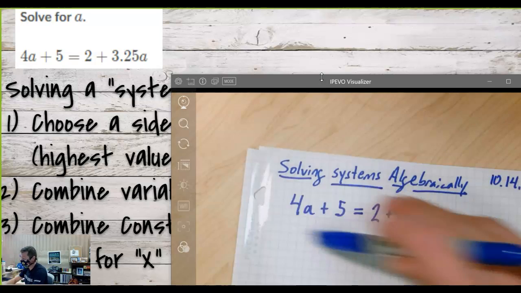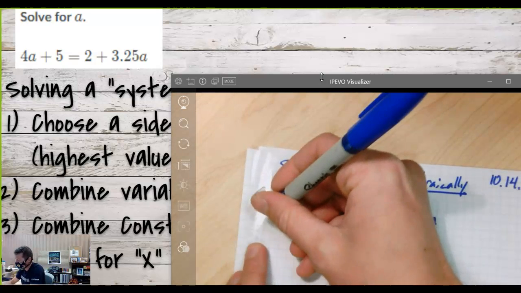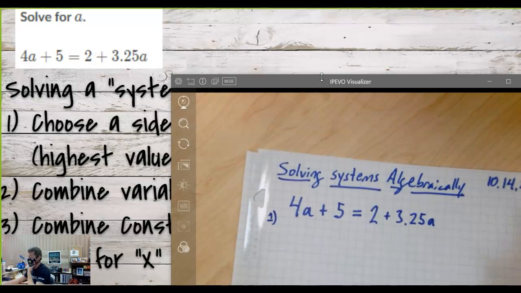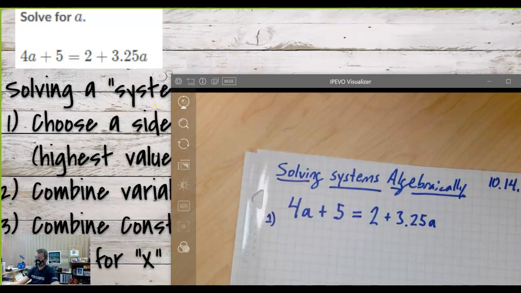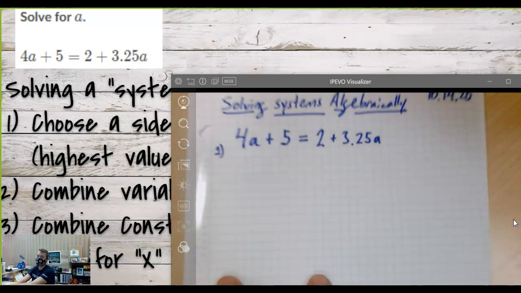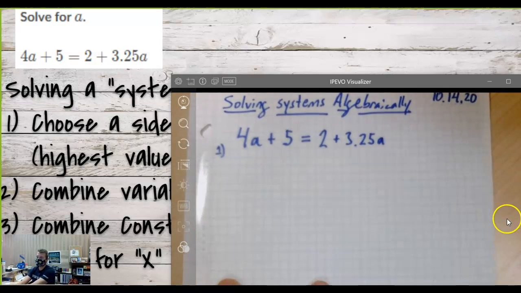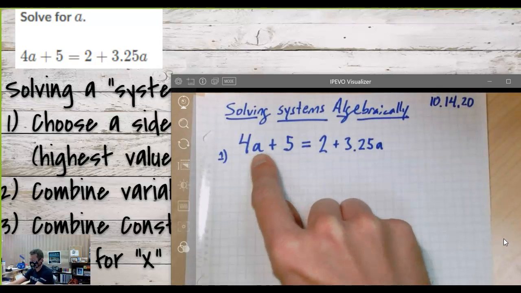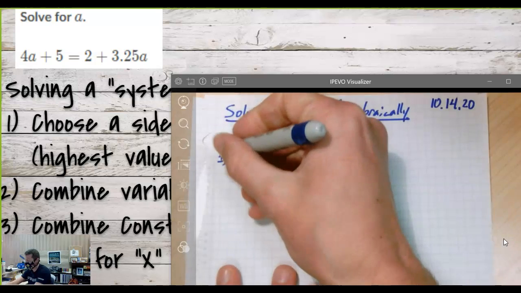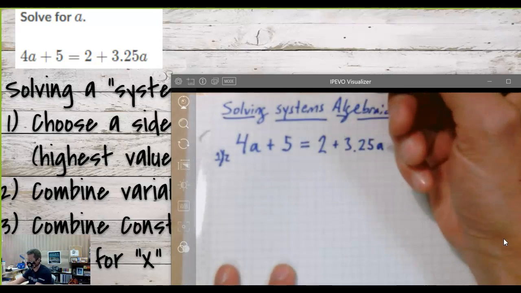So if we do step 1, I'm just going to kind of go around the room and call on people. Remember, you can pass if you want to. So might as well pick on Logan because he's always a good place to start. Logan, which side would have the higher variable value, left or right? Left. So that's our step 1. We determine the left side has the higher variable. Then step 2, I can kind of do step 1 and 2 at the same time.